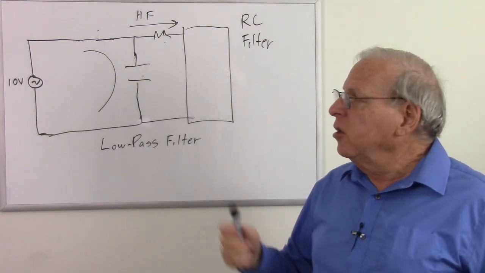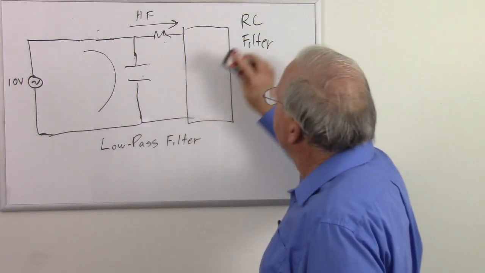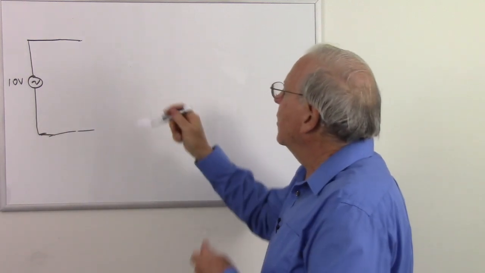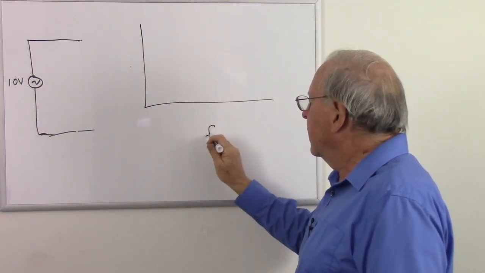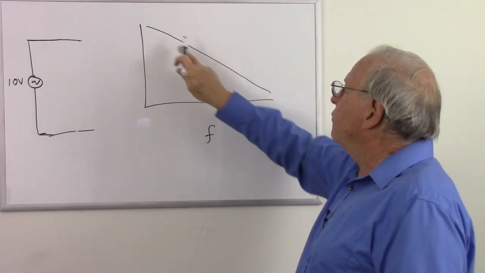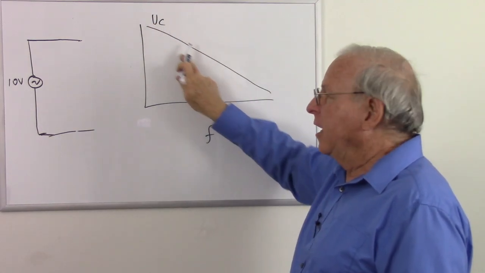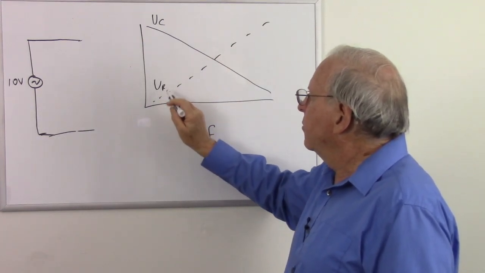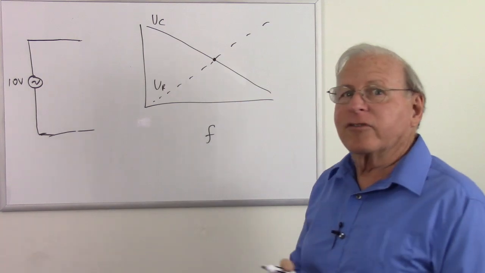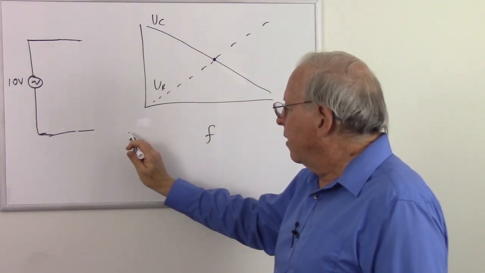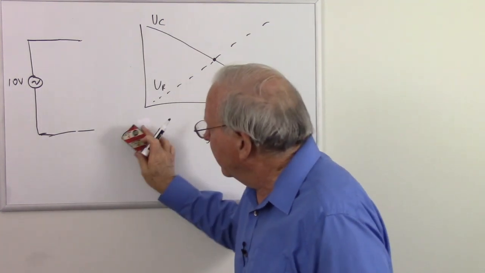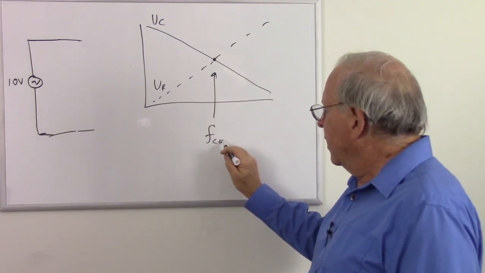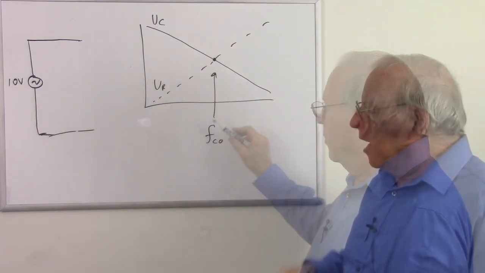Now, how do we calculate which frequencies go where? That's fairly simple, because as we already saw, let me draw our chart here again, our little graph. Our capacitor voltage starts high and goes low as our frequency goes up. Our resistor voltage starts low and goes high, and somewhere they're going to cross. And that crossing point is called the cutoff frequency. That frequency is the cutoff frequency, f sub CO. So how do we calculate that?